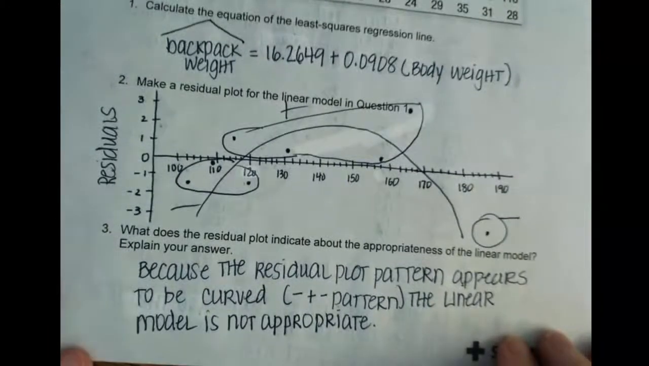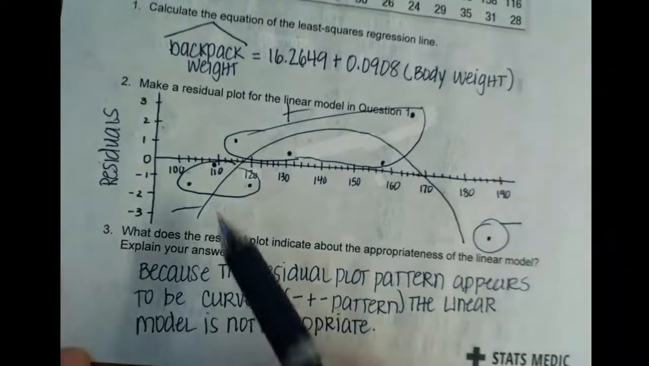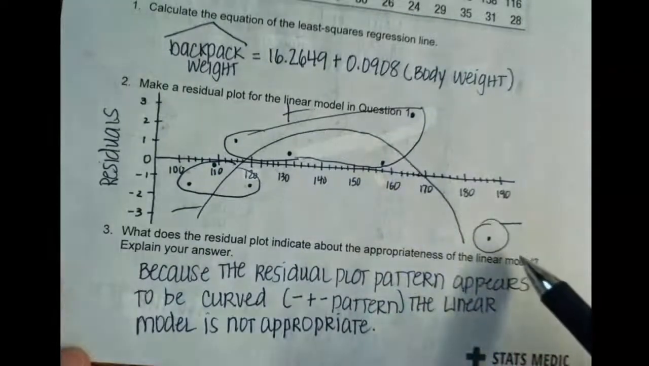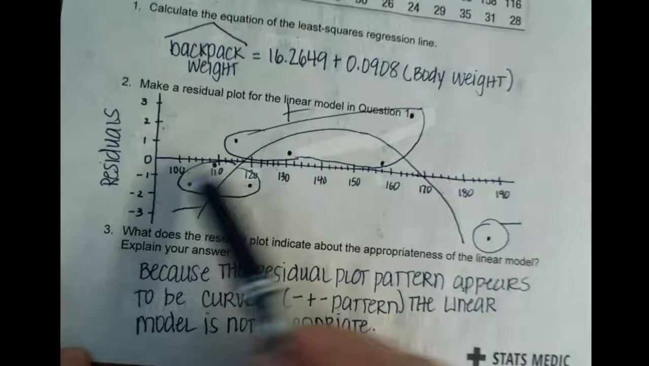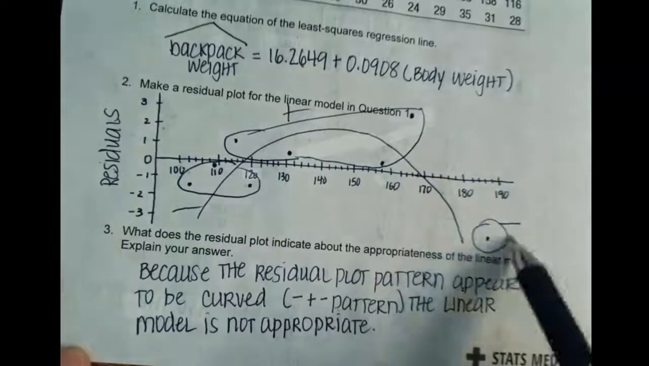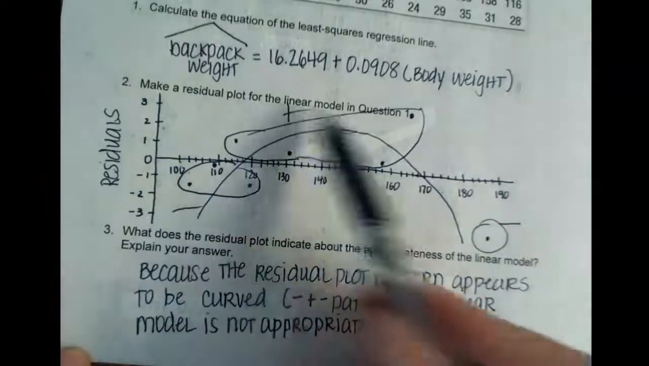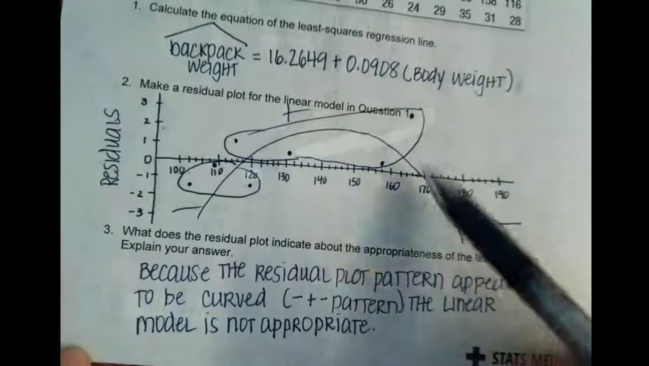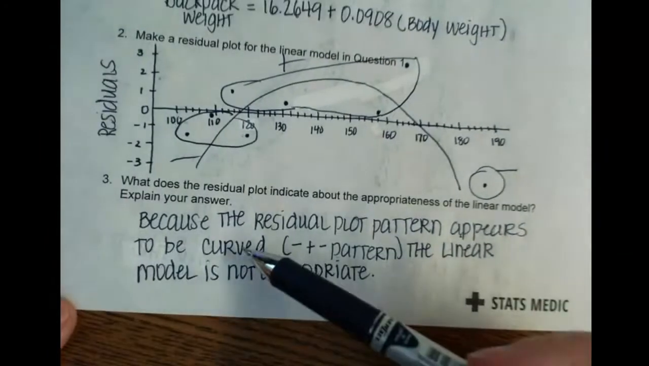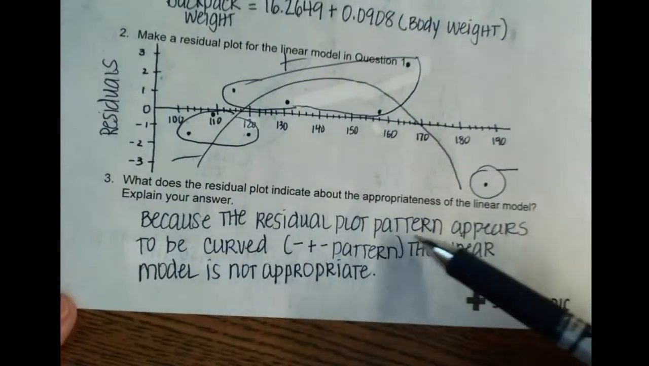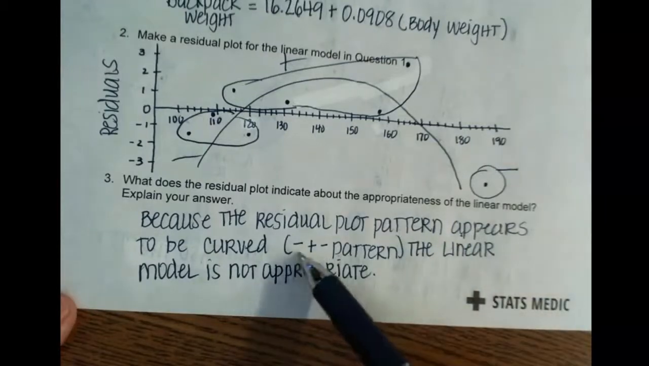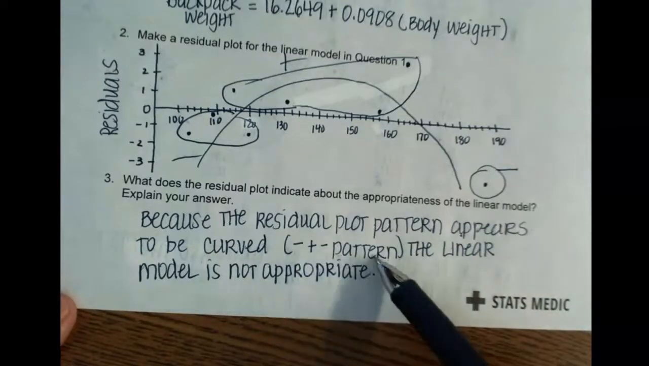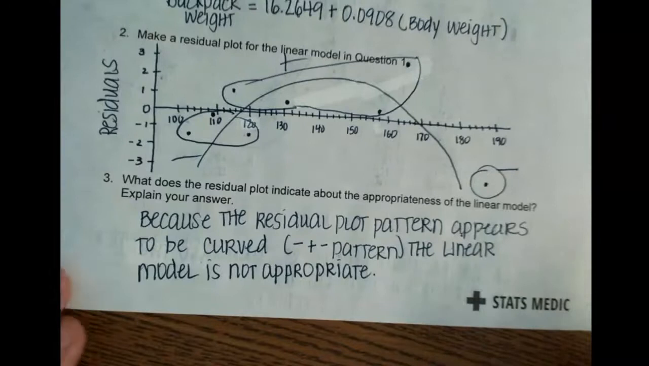For my residual plot, I graphed all of the residuals, and then I noticed if I looked at them as I went along, I ended up with 3 groups. So I've got a negative, positive, negative pattern. It's not a nice scatter. It shows a clear curve going on. So for that reason, because the residual plot pattern appears to be curved, and then I said it was a negative, positive, negative pattern, the linear model is not appropriate.